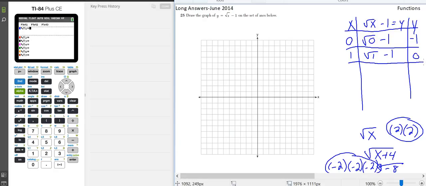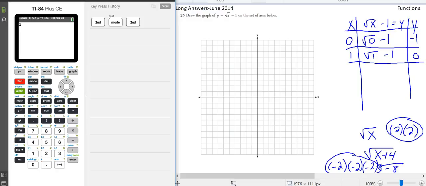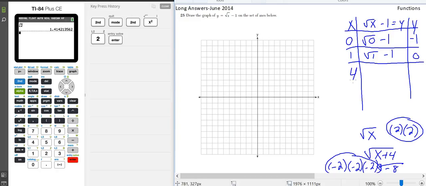Next value for x, we'll plug in x is equal to 2. Then we'll have the square root of 2. Notice you could try it on your calculator. The square root of 2 will give you an irrational number, and that would be very hard for you to graph. You could graph about 1.4, but it would be easier if you would just skip to the next perfect square, which is 4. And you'll have enough points to plug in if you do it like this.